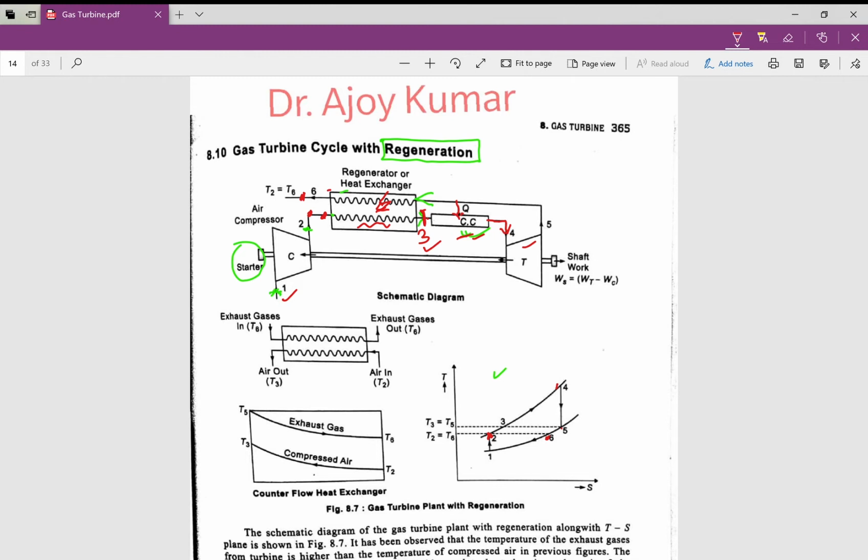Similarly, temperature at point 5 should be equal to temperature at point 3. This hot gas is going out from the turbine at temperature T5. This T5 temperature should be equal to temperature T3 over here. So we can say this regenerator or heat exchanger has 100% effectiveness.